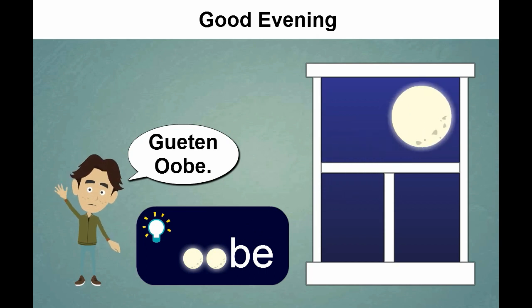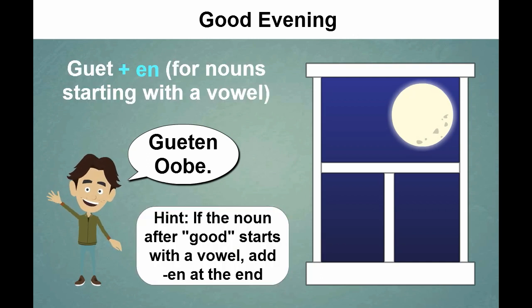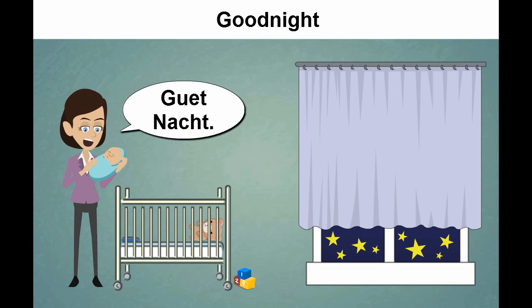Guten Abend. Hint: if the noun, like Abend in this example, starts with a vowel, add en to the ending of the word good. Gute Nacht. Gute Nacht, mi Schätzli.